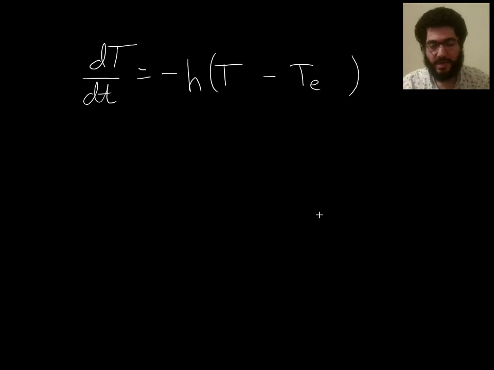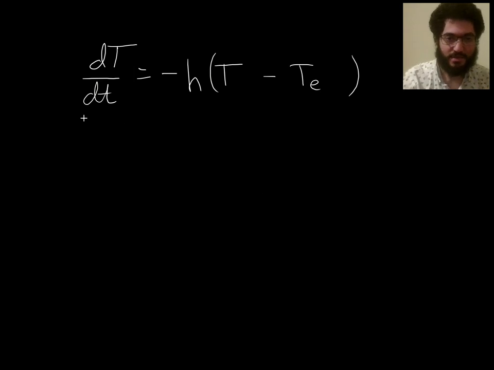So now we've learned about separable differential equations and linear differential equations. And here we have Newton's law of cooling, where T is the temperature of an object and T sub E is the temperature of the environment that it's in. And H is some constant that somehow governs the way heat is transferred between the object and its environment.